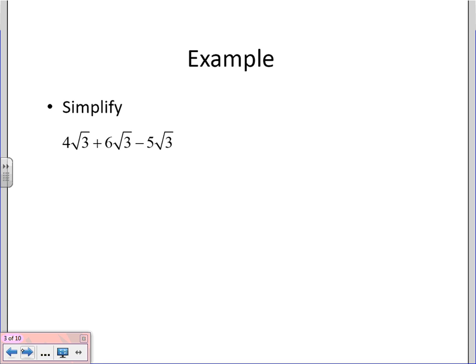All right, here's our first example. We have 4 square root 3 plus 6 square root 3 minus 5 square root 3. Notice that these are all like, so I can go ahead and just add up their coefficients. So we've got 4 plus 6 minus 5 times the square root of 3, and 4 plus 6 minus 5 is 5 square root 3.